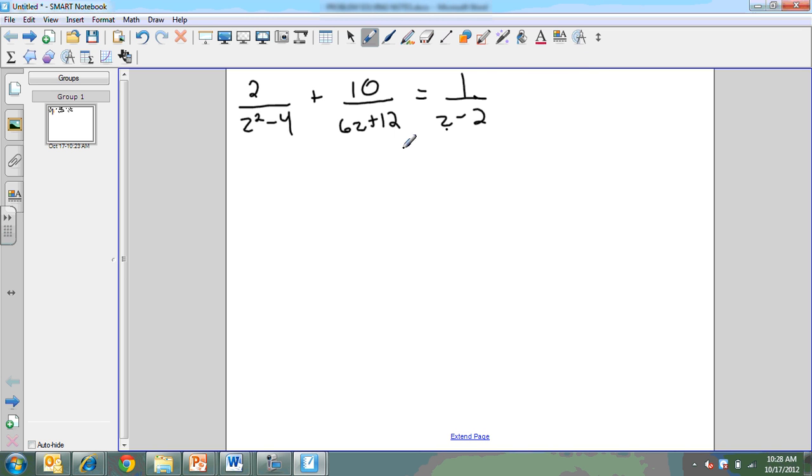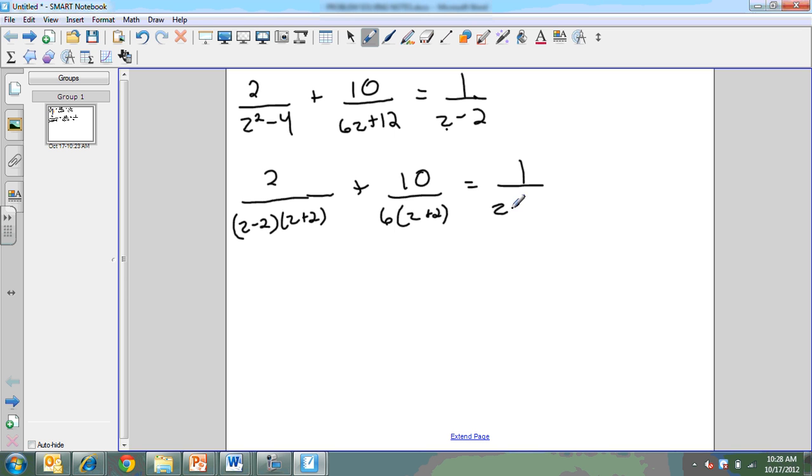I've got to start by factoring everything in the denominators that I can factor. z squared minus 4 is the difference of squares. We get z minus 2 and z plus 2. Here we can take out a GCF of 6 to get 6 times z plus 2, and z minus 2 we can't factor any further. So now we find the LCD.